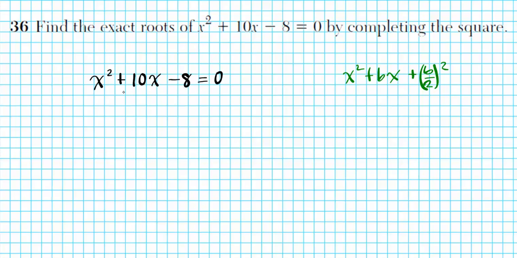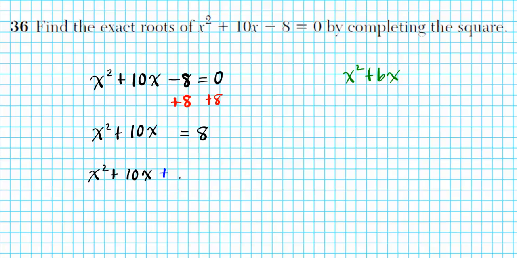We do not know if this term makes this a perfect square trinomial, so we just toss it over to the other side. We add 8 to both sides, and we're left with x squared plus 10x equals 8. Now on the left side, we have the incomplete square I was talking about earlier, x squared plus bx. Now we're going to add a term to make this incomplete square a complete square, also known as a perfect square trinomial.